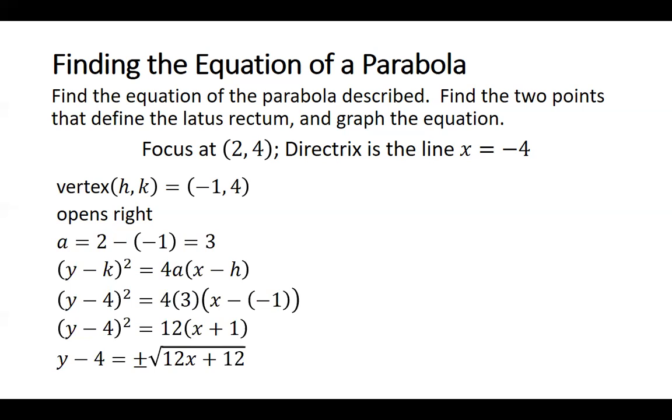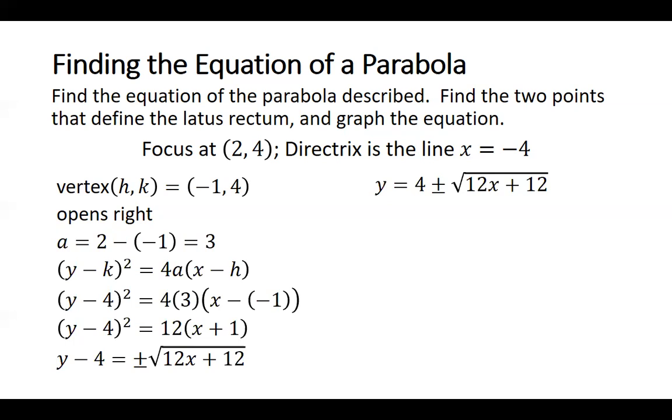So y minus 4 is equal to plus or minus the square root of 12x plus 12. So I did two things at once there. I took the square root of both sides and I distributed the 12 through the x plus 1. Then add 4 to both sides. So we have y equals 4 plus or minus the square root of 12x plus 12.